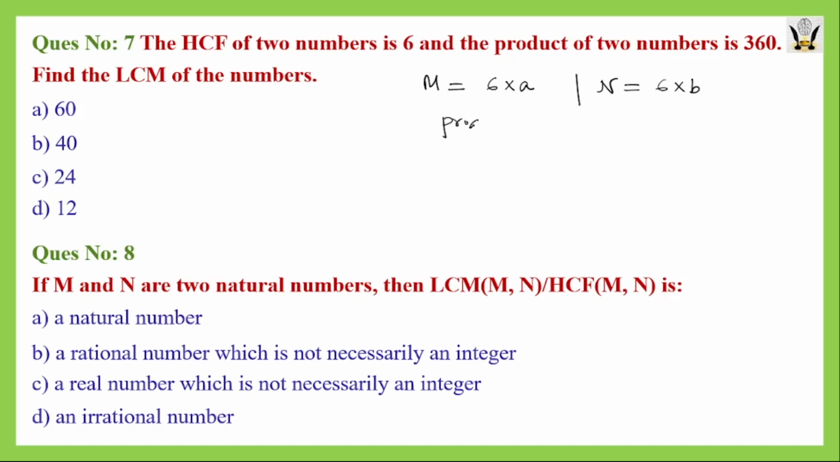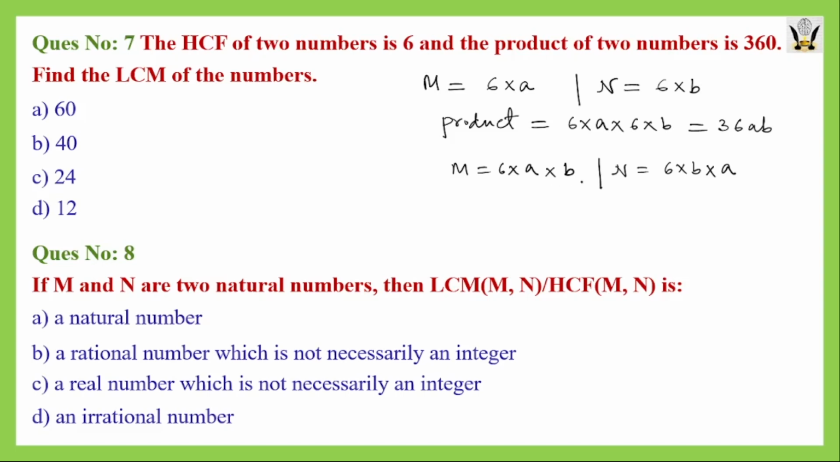Now what will be the product of these two numbers? The product of these two numbers will be 6 multiplied by A and multiplied by 6 multiplied by B. So it will be 36AB. Now if we want to find the LCM, least common multiple, what will it be? M is 6 multiplied by A, and between these two numbers 6 is common and the other factor is B. So we will multiply M by B. Similarly for N it is 6 multiplied by B, and to find the least common multiple, we will multiply 6B by A.